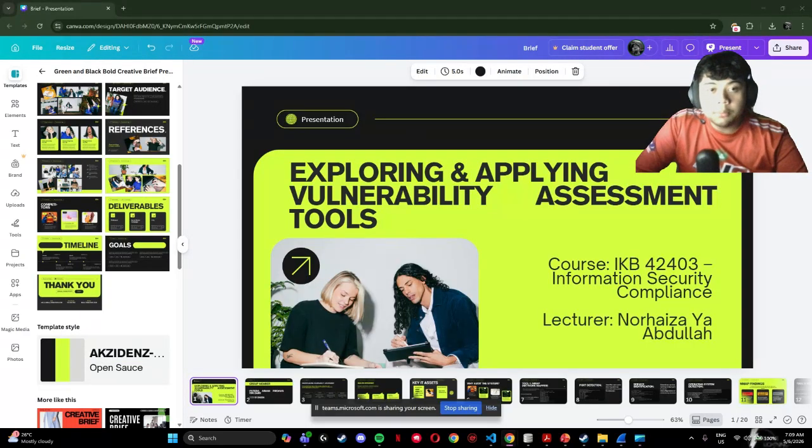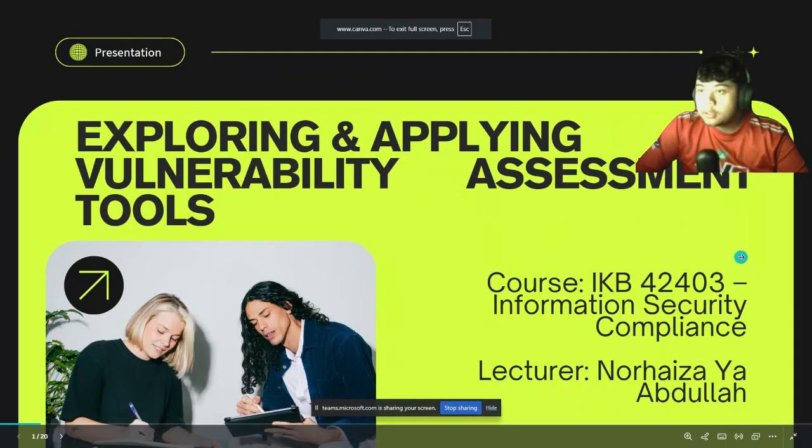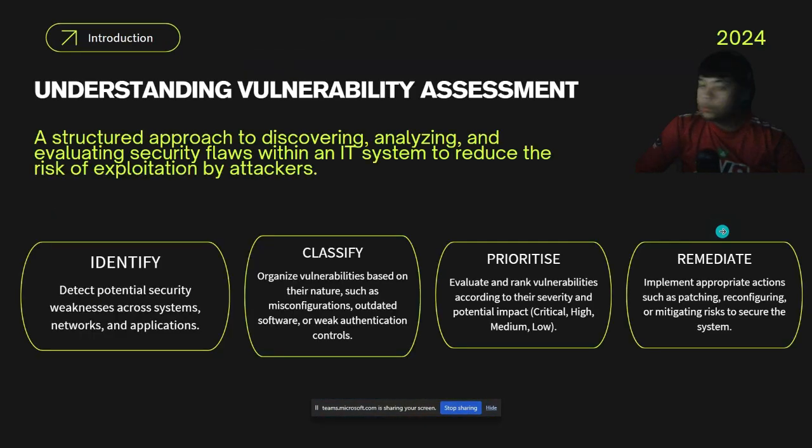Today I will be presenting my project titled Exploring and Applying Vulnerabilities Assessment Tools. Okay, so the first vulnerability assessment is a structured process used to identify and evaluate security weaknesses in a system. So this process helps reduce the risk of being exploited by attackers.